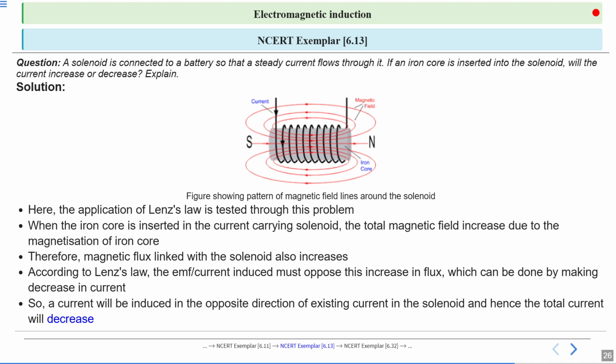The additional magnetic field that is produced due to the iron core, we have to neutralize that effect, and maintain the same amount of magnetic field in the solenoid. This will be done by the induced EMF. So this EMF, or we can say current, will be induced in the opposite direction of the existing current. Therefore the total current will decrease and the magnetic field will also decrease.